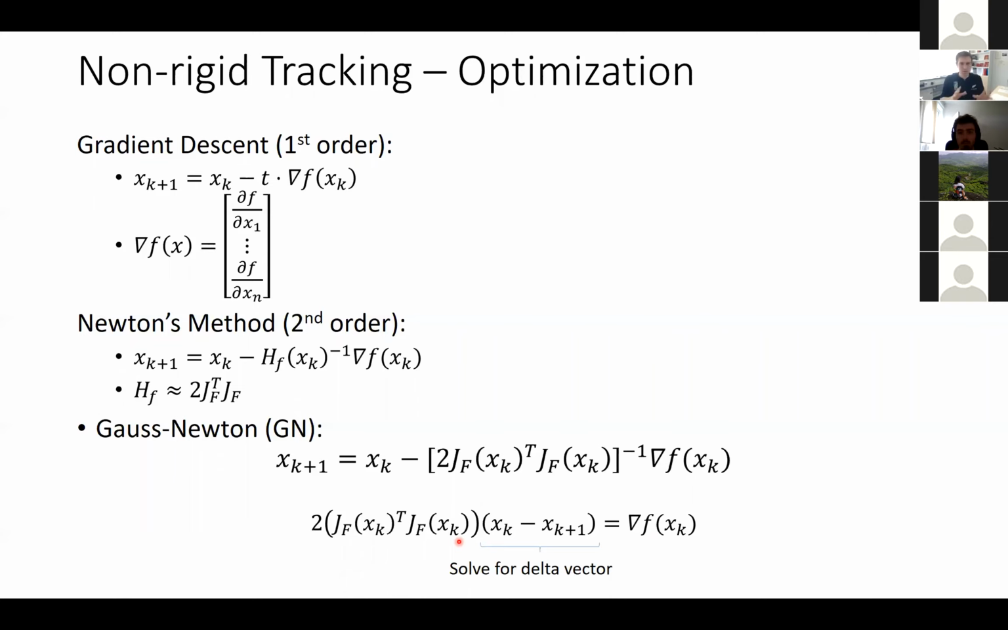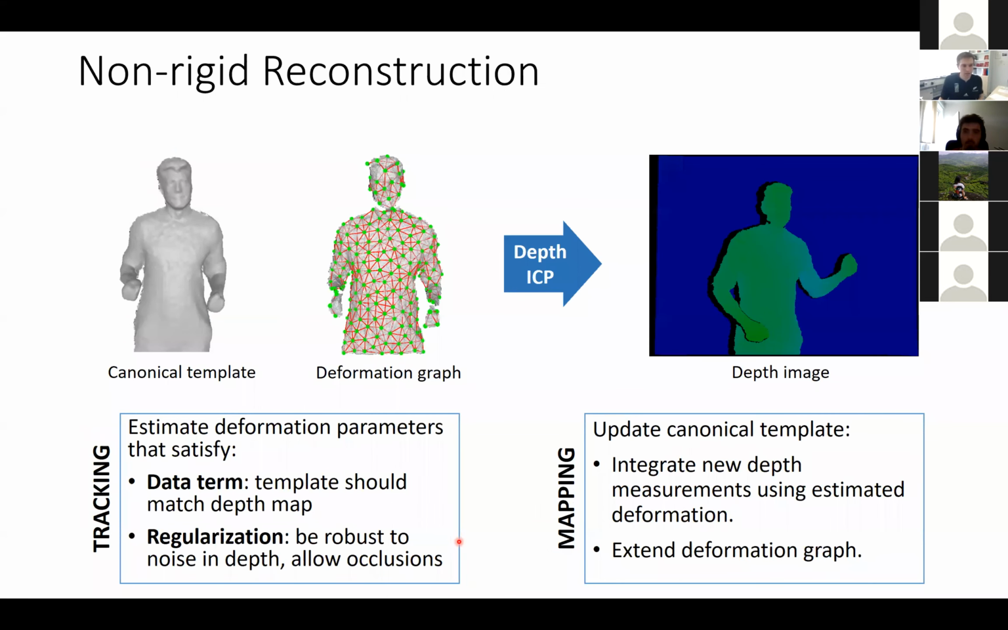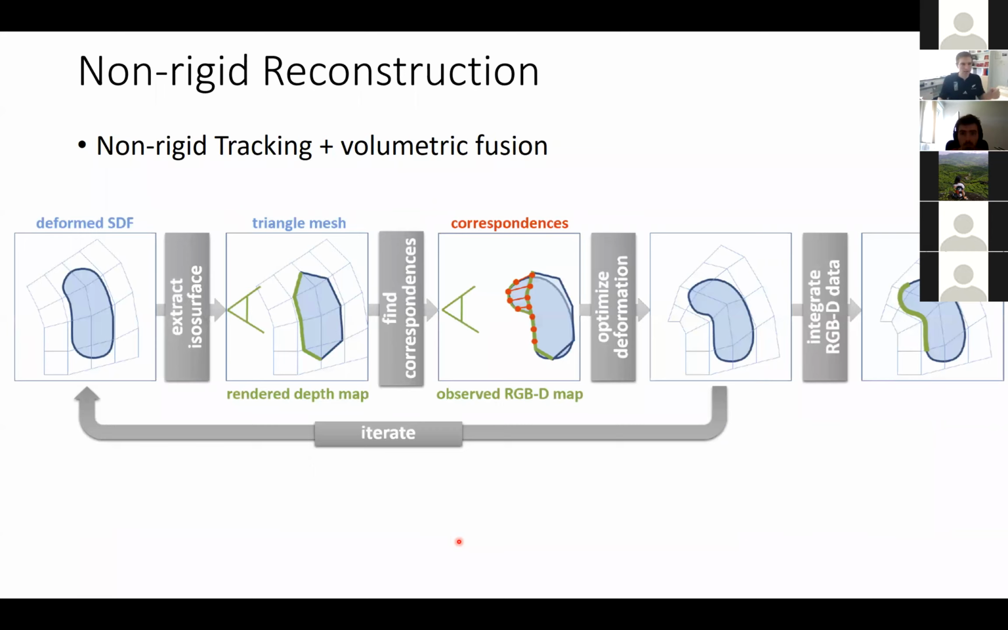But assuming we have solved this non-rigid tracking, so we know this warp field from the current frame to possibly the canonical model, then what we do is we update a canonical template. We're basically warping all the frames into this canonical model, and then we do some volumetric fusion there in order to build up this canonical model. Practically, this is an iterative loop. Often you have an implicit function like a signed distance field, SDF.